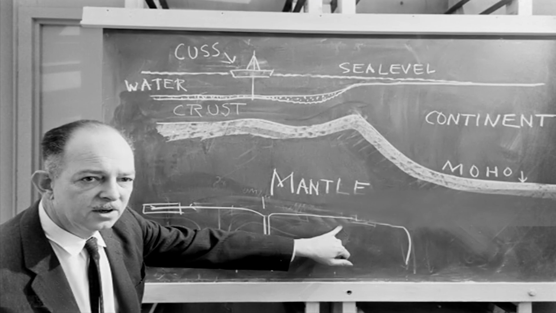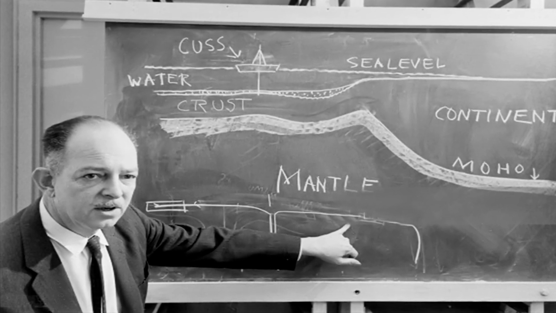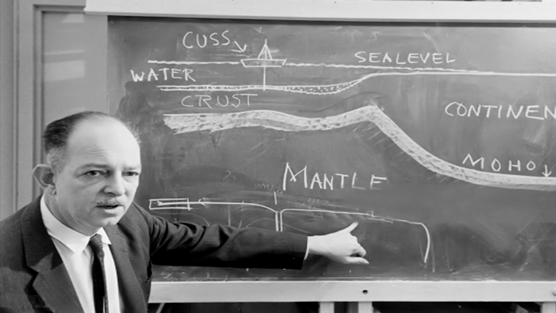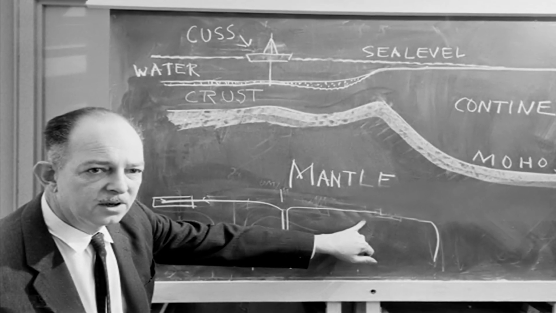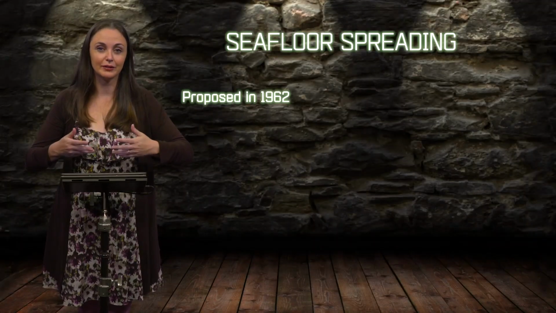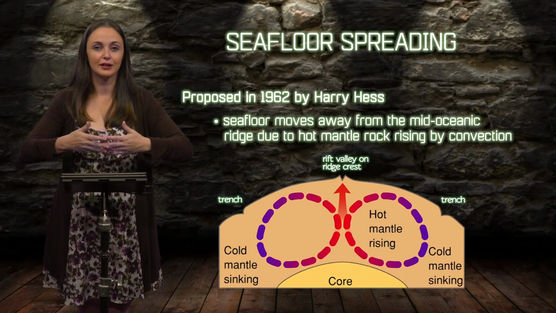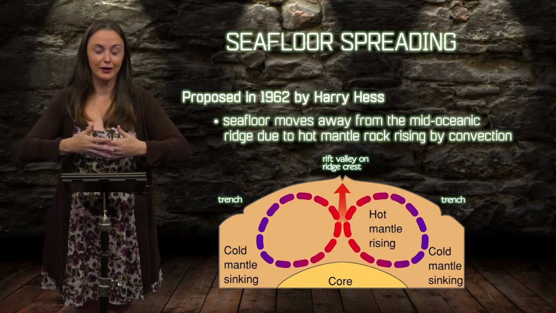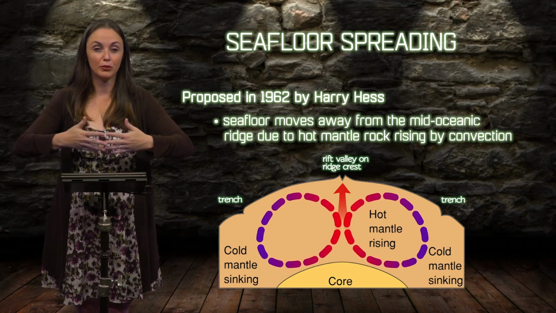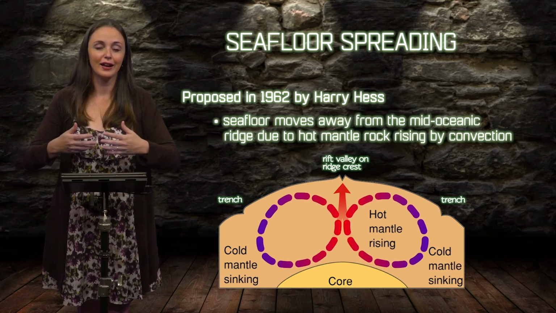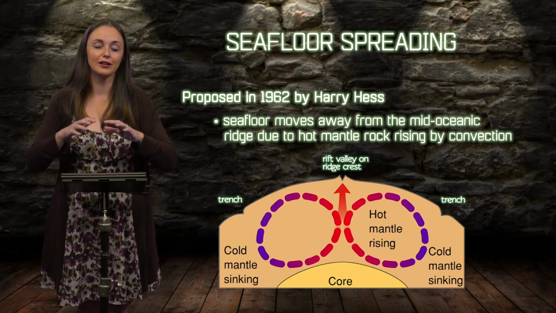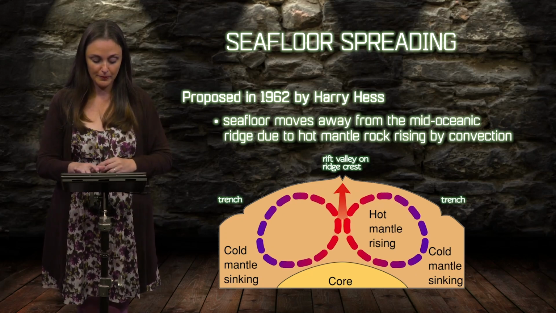So it wouldn't be until after World War II, someone associated with the Navy in the United States military, a guy named Harry Hess, came up with this mechanism for Wegener's continental drift called seafloor spreading. And seafloor spreading basically is the idea that at mid-ocean ridges, these plates are moving apart, new crust is creating itself at the mid-ocean ridge, and that these continents are drifting further and further apart.